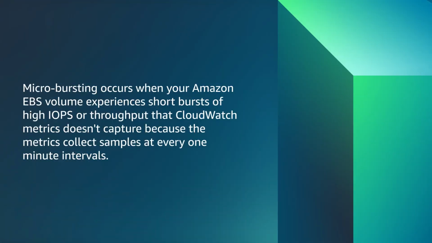Today, I'm going to show you how to identify when your Amazon Elastic Block Store volume is microbursting and prevent it from affecting performance. Let's get started. Microbursting occurs when your Amazon EBS volume experiences short bursts of high IOPS or throughput that CloudWatch metrics doesn't capture because the metrics collect samples at 1-minute intervals.